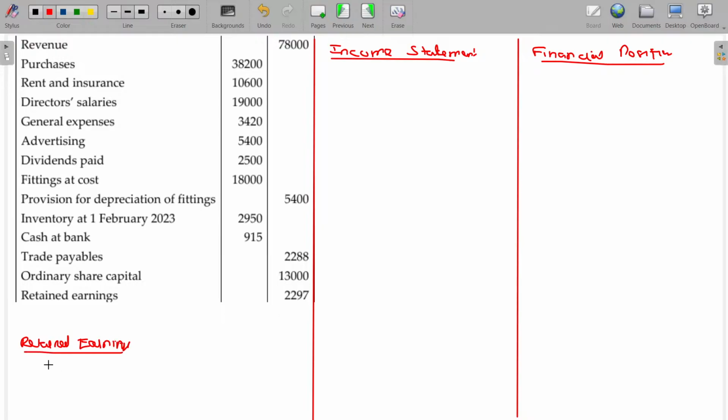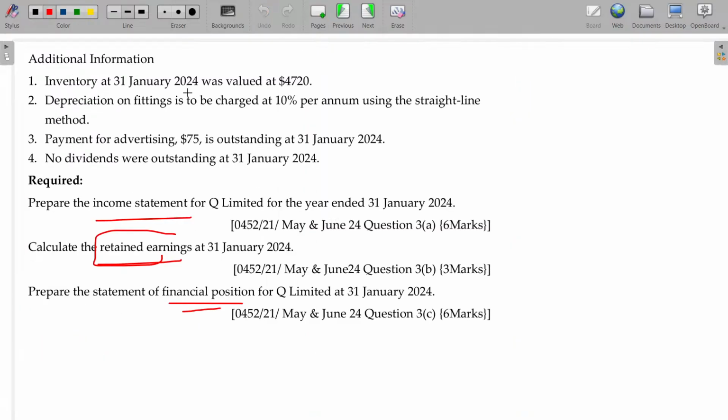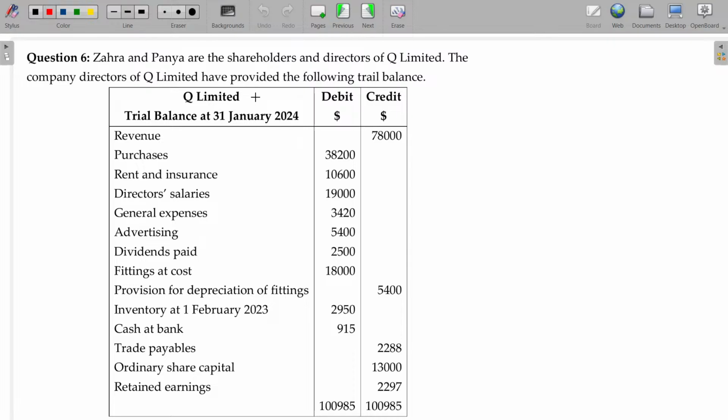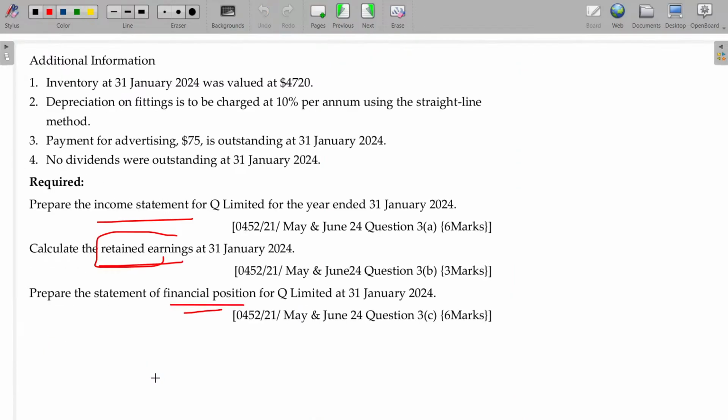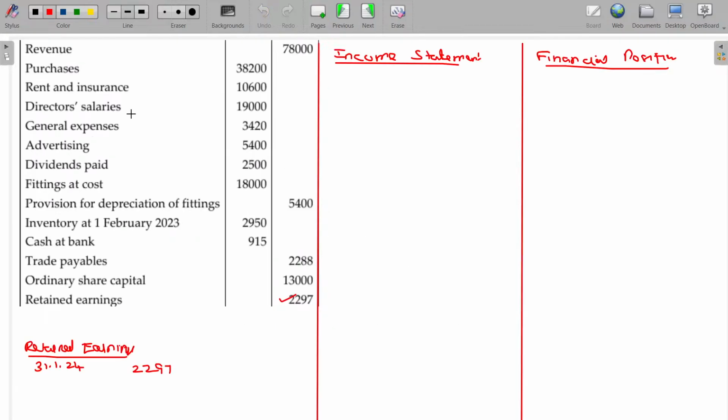And in the year beginning 31st January 24, or 31st January 24, how much we have? 2,297. Okay. Finish off incorporating the adjustments here. The inventory at the end being 4,720.